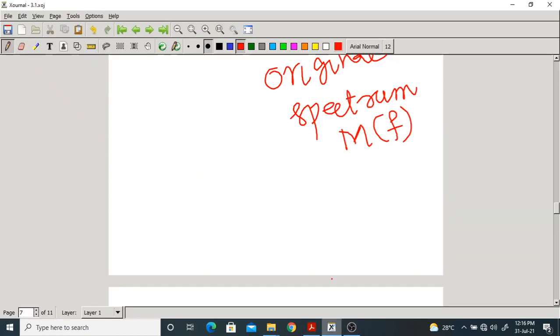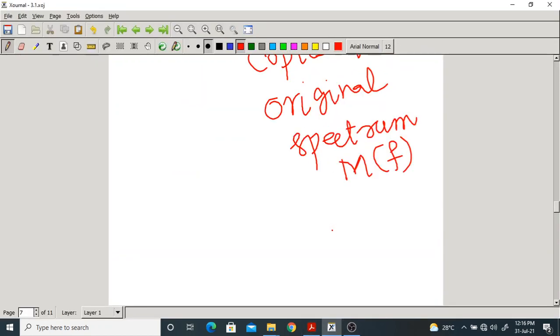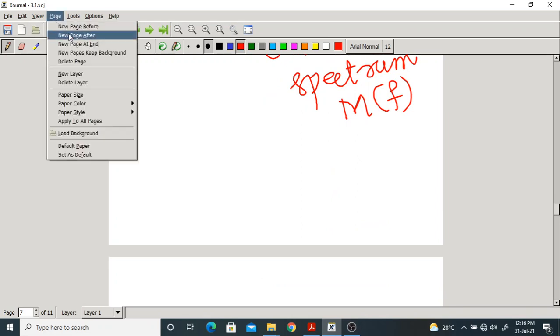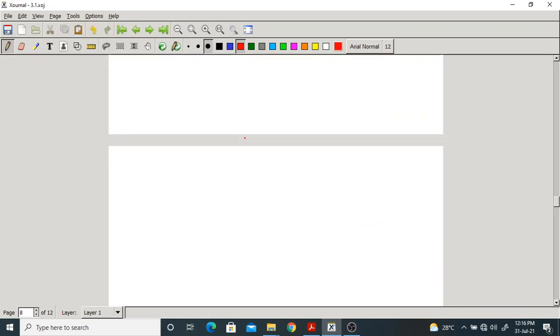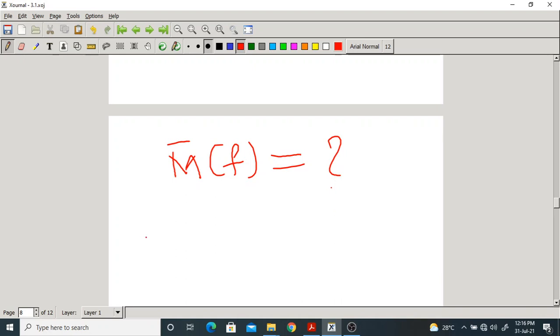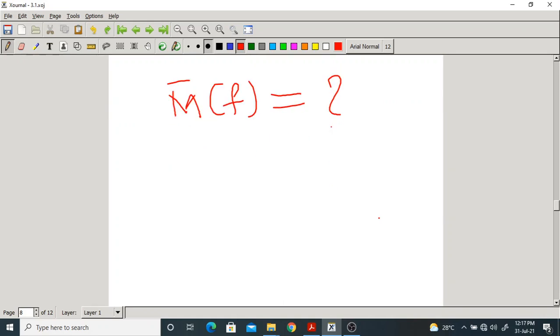Now, let us draw the spectrum of this M overline of f. How does it look? Now we take some conditions. Case 1: if Fs is more than 2fm. Okay, before that, let me write one more thing before proceeding further.